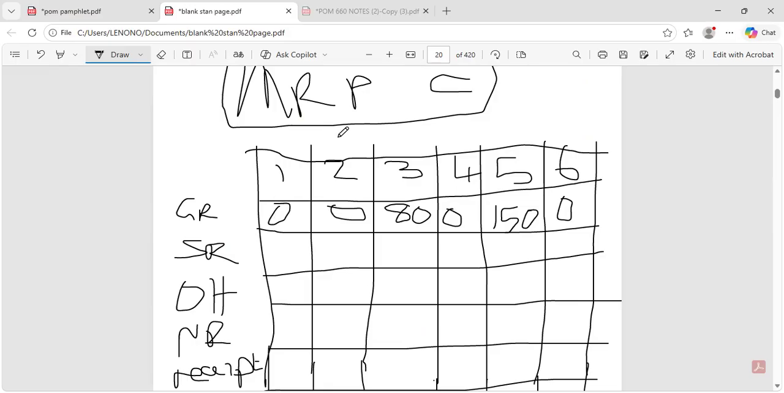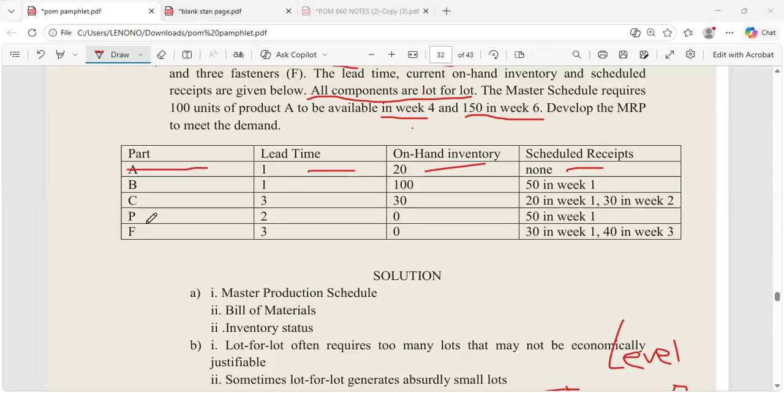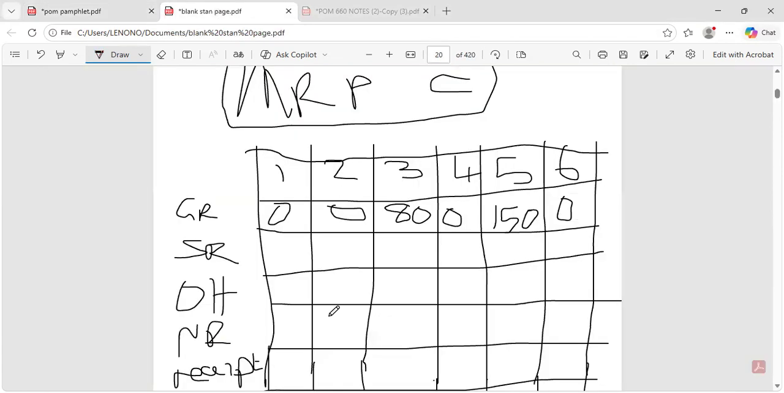And then let's check the scheduled receipts that we have for C. What are the scheduled receipts for C? 20 in week 1 and 30 in week 2. So this is what we have. The rest of these ones are zeros.